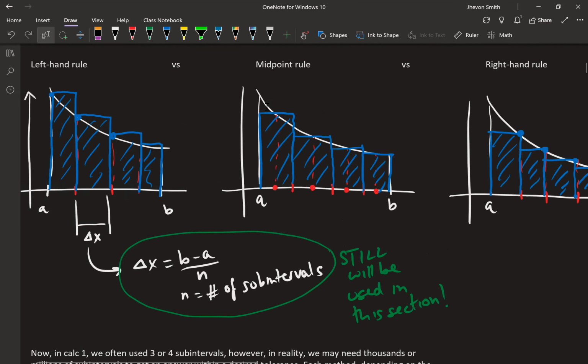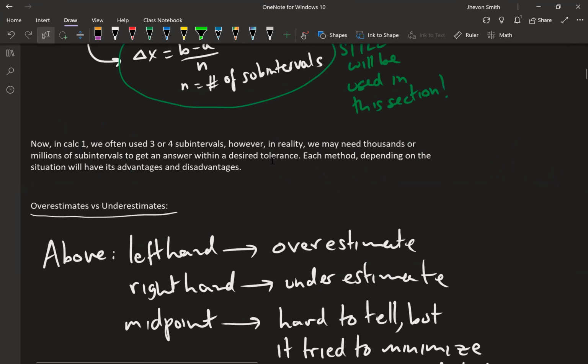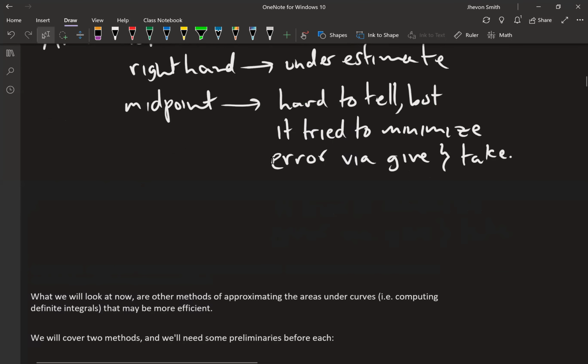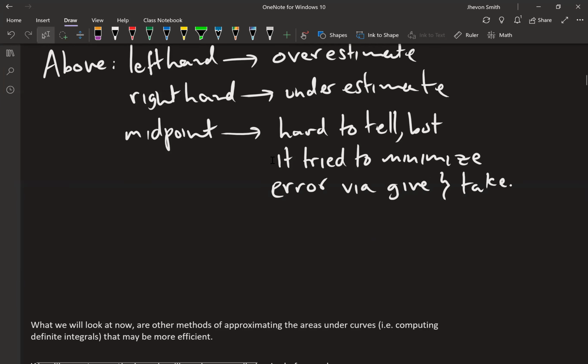For the midpoint, notice that on one side, it's an underestimate, but then it kind of tries to make up for that on the other side by giving an overestimate. So hopefully its underestimate and overestimate balance out and would give you a better approximation sooner. Okay. Now here's the other thing.